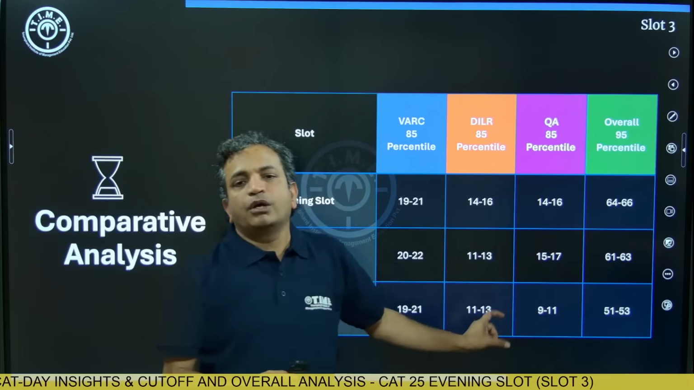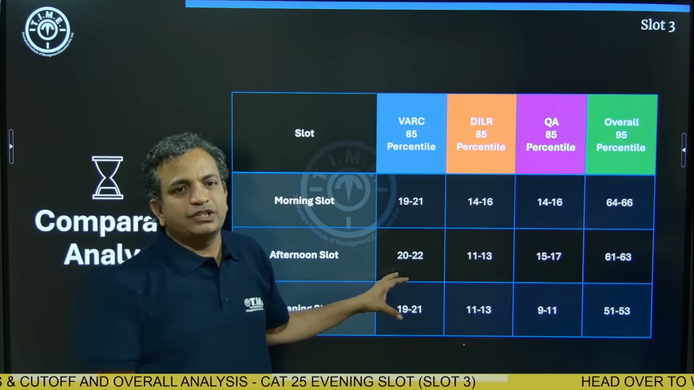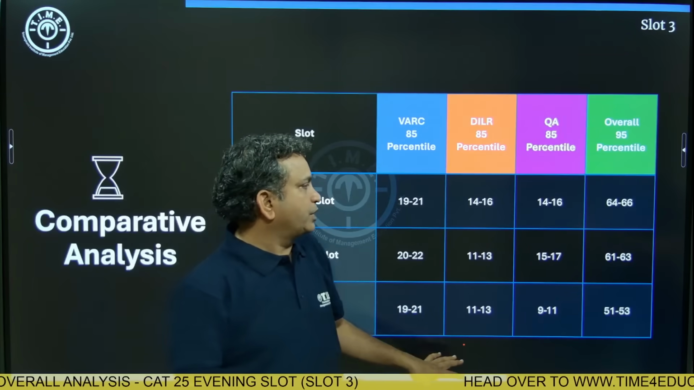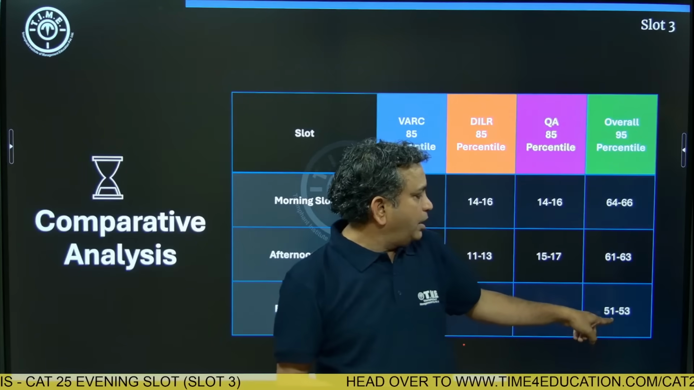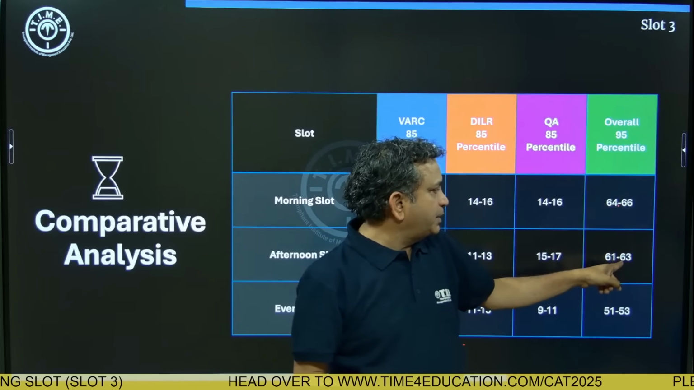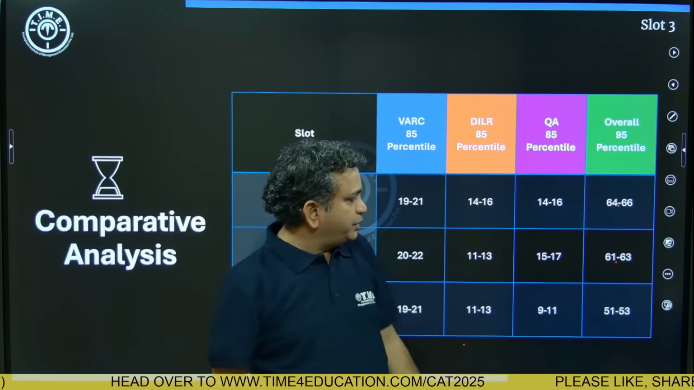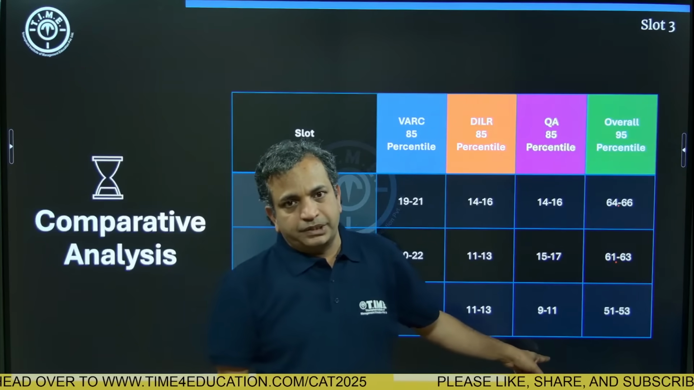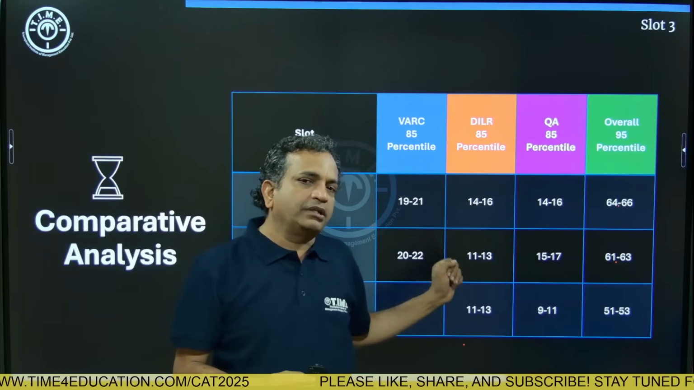So that makes quant the monster, so to say, in the evening slot, compared to the quant section in the other 2 slots. And therefore, subsequently, look at the drop in the overall numbers. We are showing 95 percentile numbers here. 65 is the middle number here, 62 is the middle number here, and 52 is the middle number here, which means a drop of a good 10 points at the 95 percentile level. So that overall makes the evening slot the toughest slot this year.